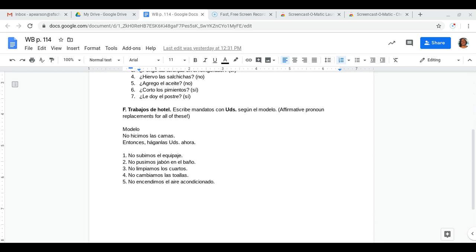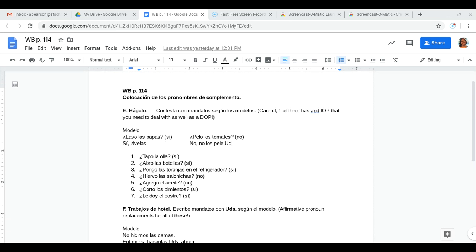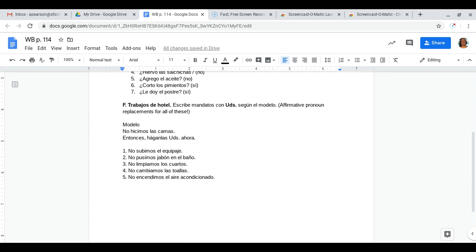Now, moving down to the next one. Oh, before we do that, careful. One of them has a direct object pronoun and an indirect object pronoun that you need to deal with. Let me fix my typo while we're here. Here's a hint. It's number 7. Pay attention. All right. En actividad F, trabajos de hotel, escribe mandatos con ustedes según el modelo.